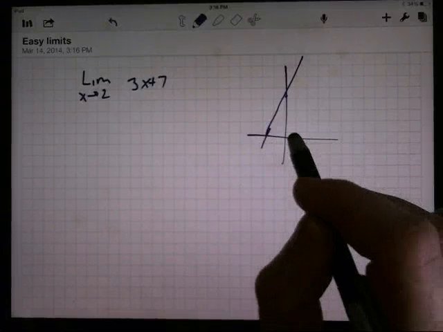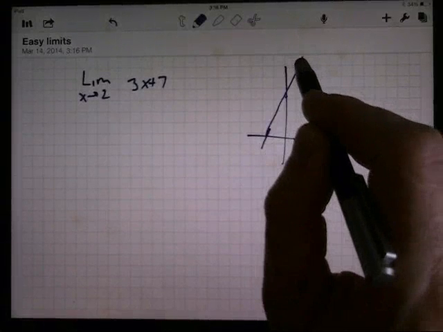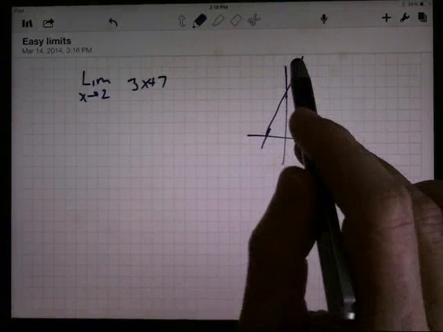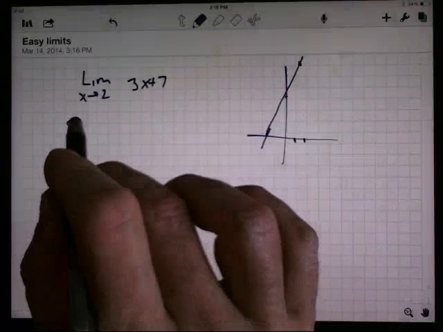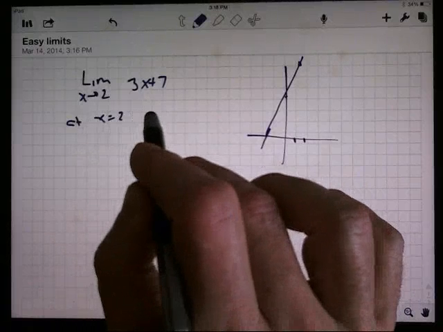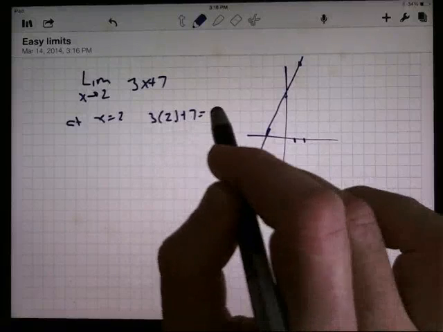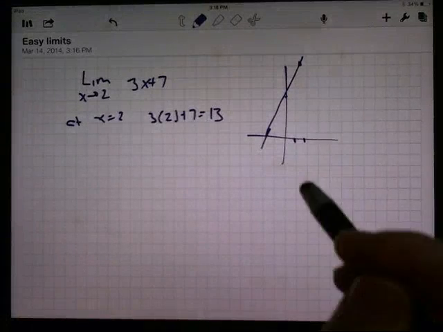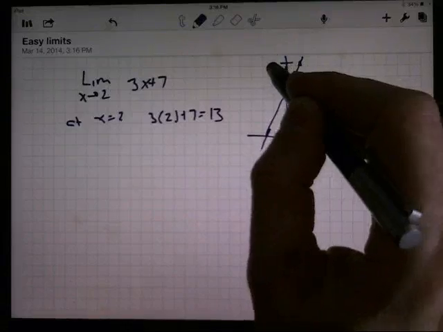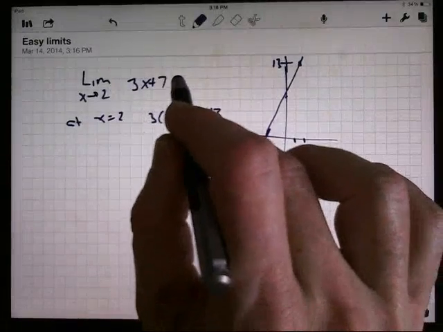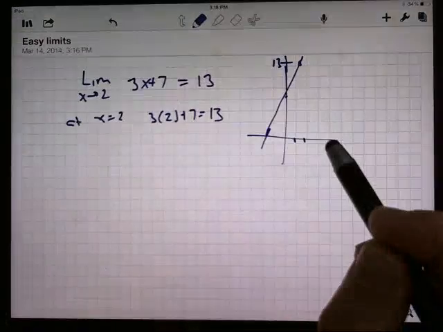Well, 3x plus 7 is just a line, with a y-intercept of 7 and a slope of 3, right? And if I'm saying, hey, what happens when x gets close to 2? Well, the value is going to be getting close to whatever that is up there, right? What's the y value? Well, notice that at x equals 2, 3 times 2 plus 7 equals 6 plus 7, which is 13, right? So at 2, the function value is 13, and it's really pretty easy to say that this limit as x goes to 2 is going to be 13.